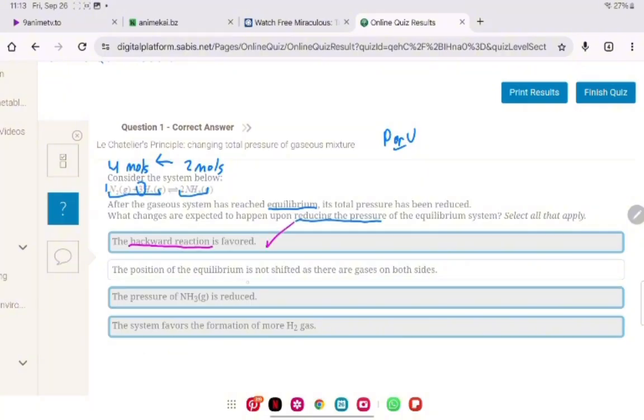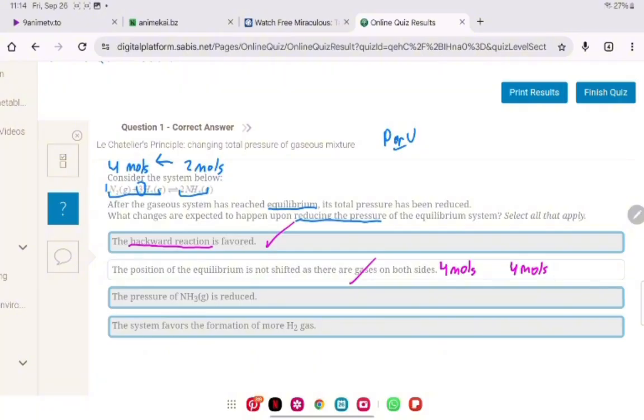The position of the equilibrium is not shifted as there are gases on both sides. That's not true. It only doesn't shift if there are equal moles. Let's say on the reactants there are 4 moles and on the products there are also 4 moles. That's when it doesn't move, okay? But when it's gases on both sides, it doesn't really matter.